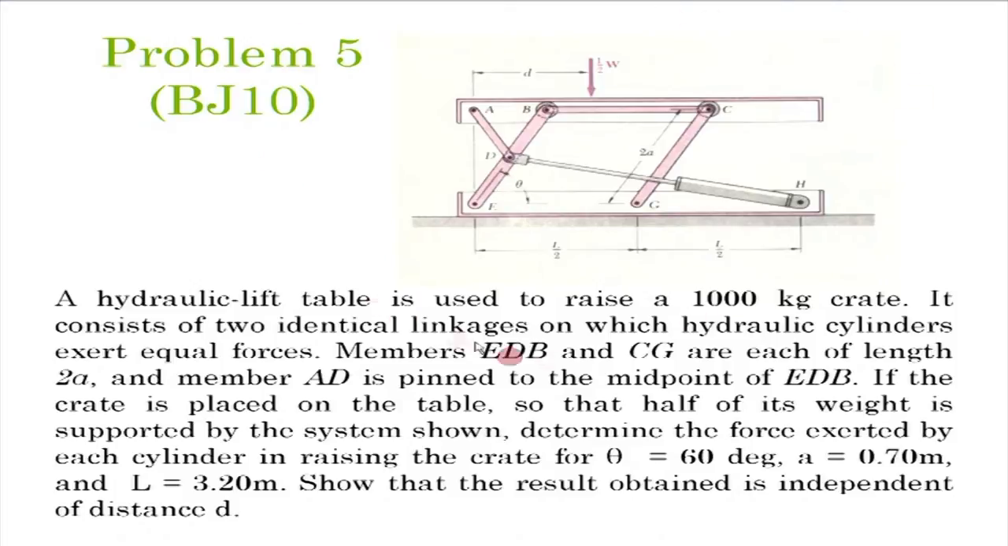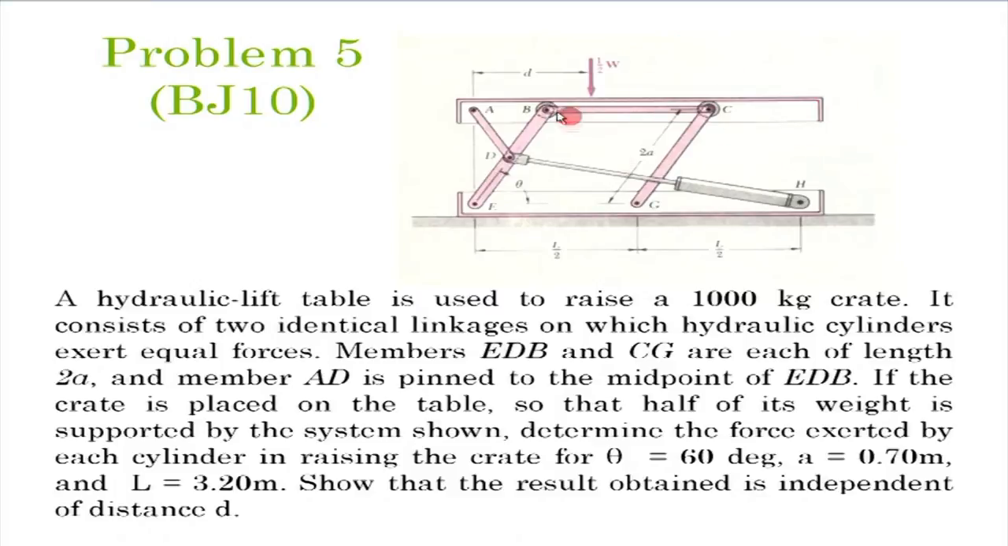Now this is a reasonably interesting problem. This is a solved problem in Beer and Johnston, but why I have taken this is that it is a very interesting problem. You need to think reasonably well and decide what are the appropriate free body diagrams in order to get your answer. Now what we have in this case is a platform. And how this platform is propped up is that this platform has an assembly shown on this side and on the other side at the back. So two identical assemblies on two sides are working and keeping this platform in equilibrium.